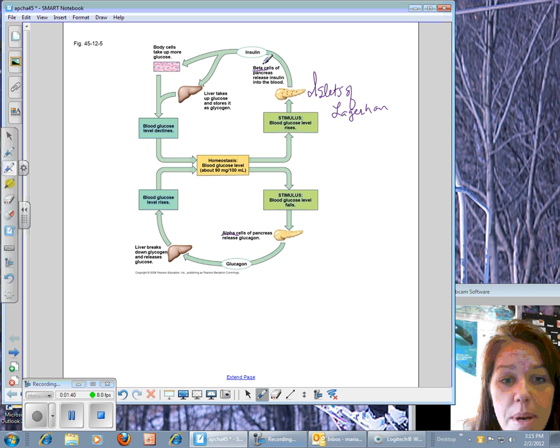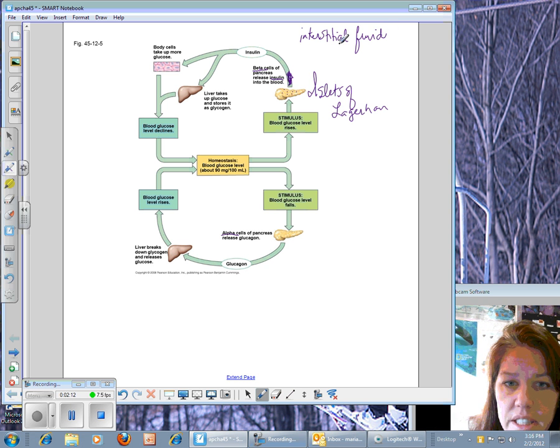Okay, it's the beta cells that release insulin. So beta insulin, alpha glucagon, beta insulin, alpha glucagon. So your blood glucose level rises, and it's going to stimulate your pancreas to release insulin. Well, when this is released, if you notice this green thing, it says released into the blood. So what it does is it first releases it to the interstitial fluid. Interstitial, we had that before, fluid. It's going to release it into the interstitial fluid.